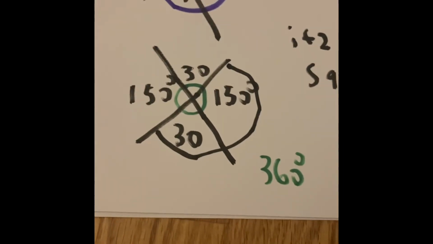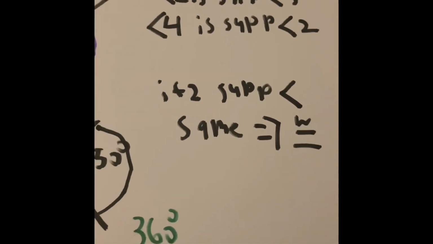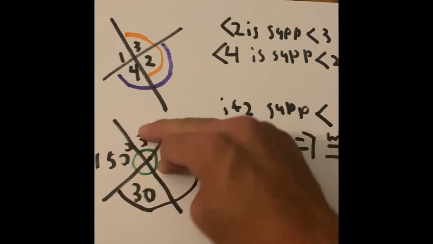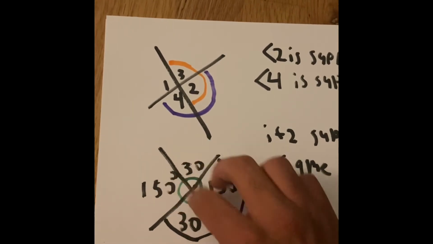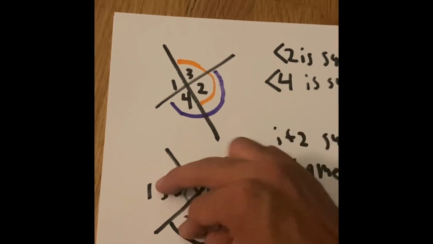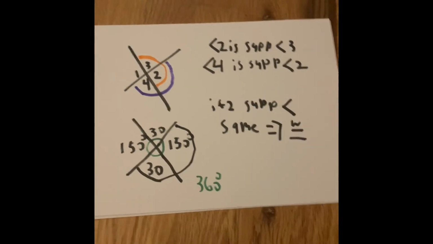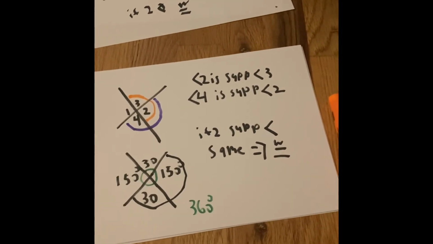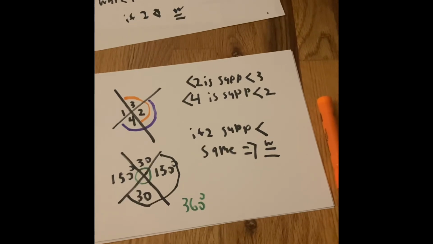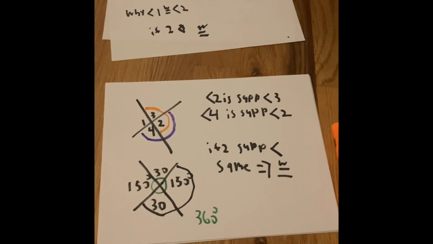We can understand this with the theorem: if two supplementary angles are on the same angle, then they will bring you two congruent angles. See? So that is how we can understand complements and supplements.